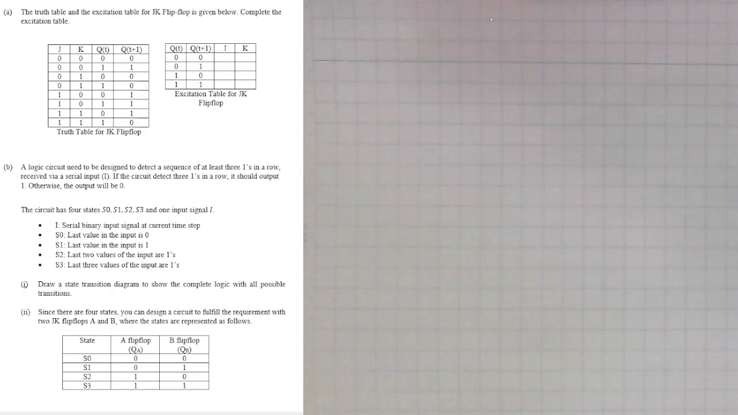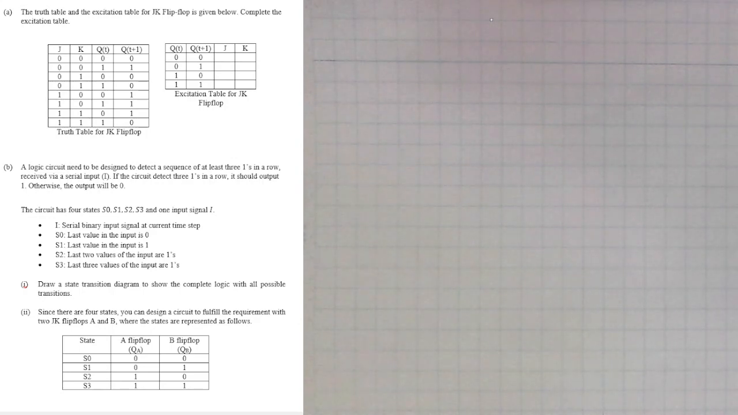Okay, so in part B, it is asking us to draw a state transition diagram to show the complete logic. There are some details given which can be helpful to you, so you can read it and figure out what it actually tries to say. The circuit has 4 states, S0, S1, S2, S3, and one input signal.